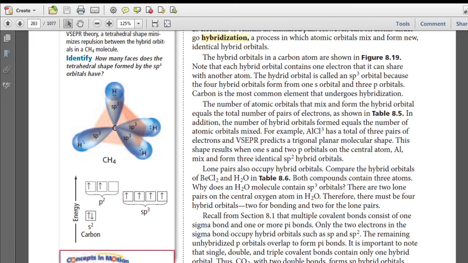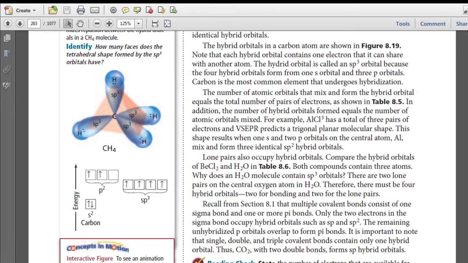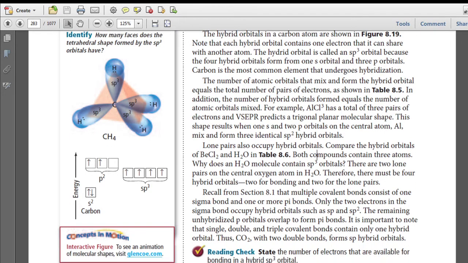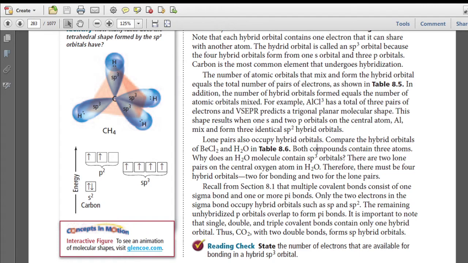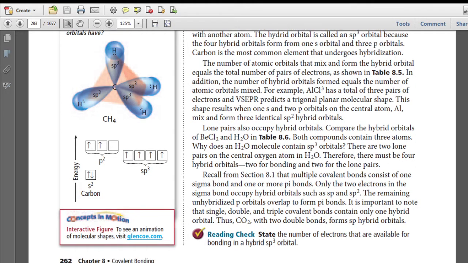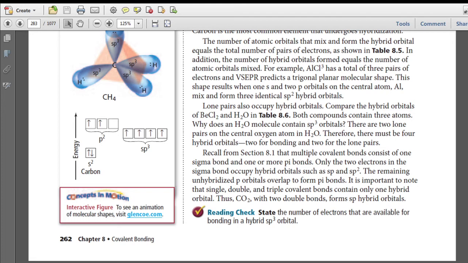For example, aluminum trichloride has a total of 3 pairs of electrons, and VSEPR predicts a trigonal planar molecular shape. This shape results when 1 s and 2 p orbitals on the central atom aluminum mix and form 3 identical sp2 hybrid orbitals. Lone pairs also occupy hybrid orbitals.